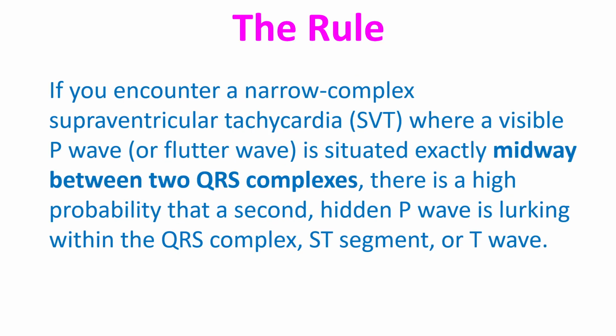If you encounter a narrow complex supraventricular tachycardia where a visible P wave or flutter wave is situated exactly midway between two QRS complexes, there is a high probability that a second hidden P wave is lurking within the QRS complex, ST segment or T wave.